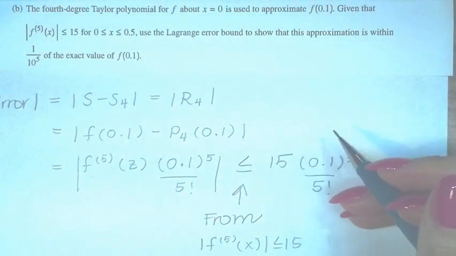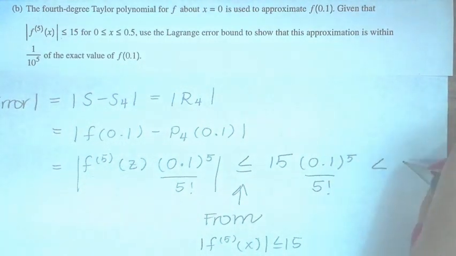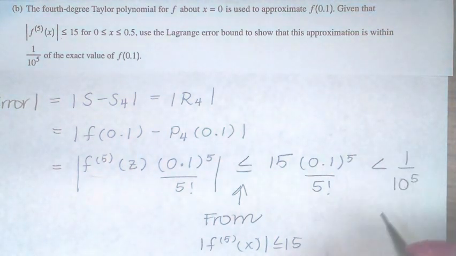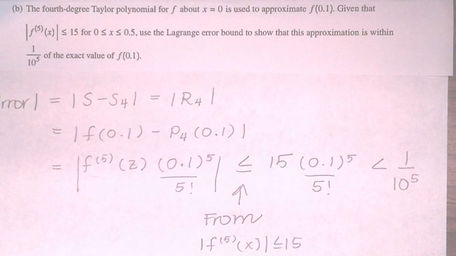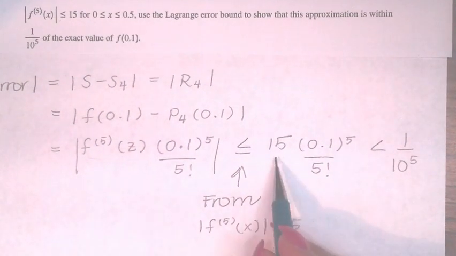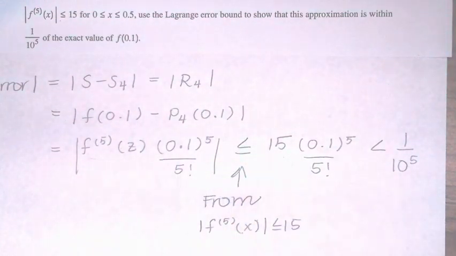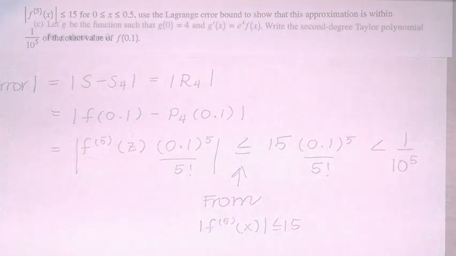So from here, you know that this is going to be less than 1 over 10 to the power of 5, then you are done, and this is happening by the Lagrange error bound. Wasn't that simple? So the only thing that you need to remember is that you need to use this from the hypothesis of the problem, and pretty much it is following the Lagrange error bound formula.